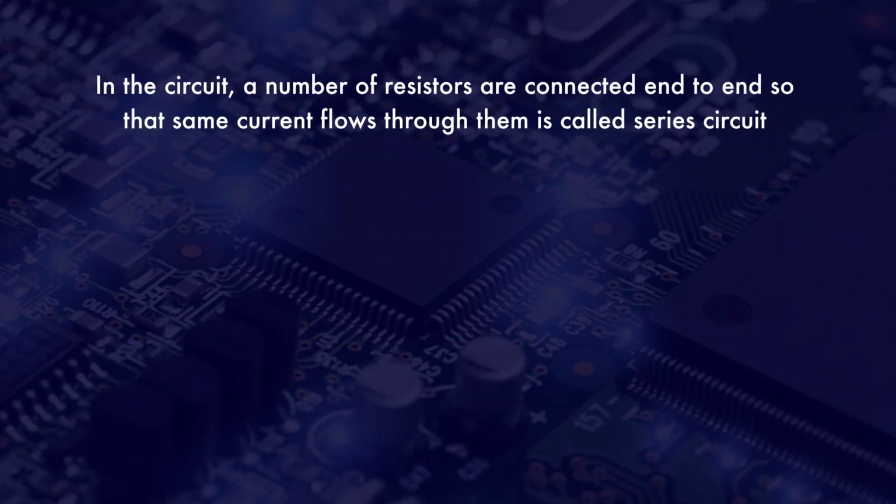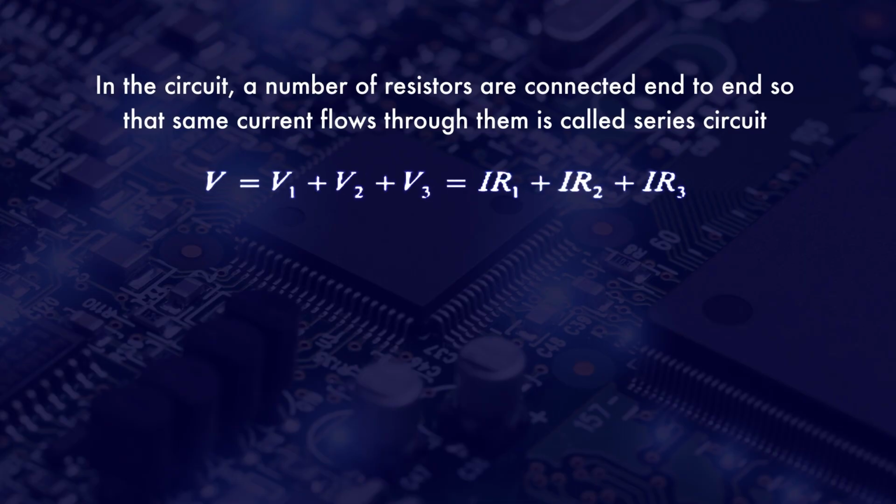In the circuit, a number of resistors are connected end to end so that the same current flows through them; this is called a series circuit. If V1, V2 and V3 are the voltage drops across three resistors R1, R2 and R3 respectively, then total voltage V can be written as V equal to V1 plus V2 plus V3. Because the same current I is flowing through this circuit, the voltage drop V1 across resistance R1 is equal to I into R1.